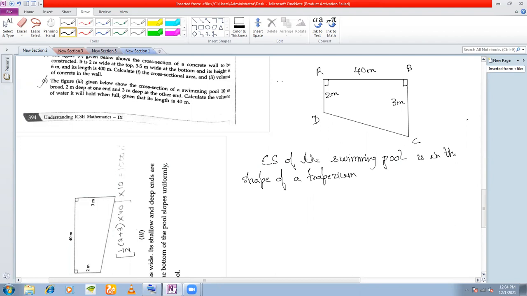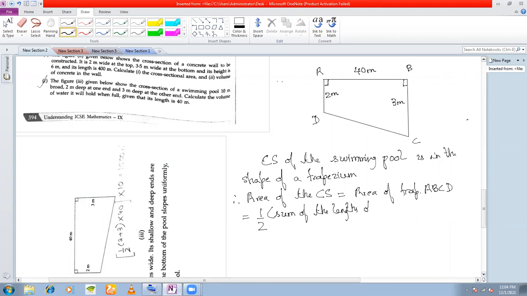Because you're having an aerial view, you're looking at it from an aeroplane or a helicopter. Okay. So what should be the area of the cross section? Therefore, area of the cross section is equal to area of trapezium ABCD. What is the area for trapezium? Half into sum of the length of its parallel sides into height, right?